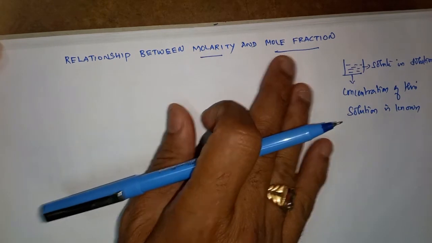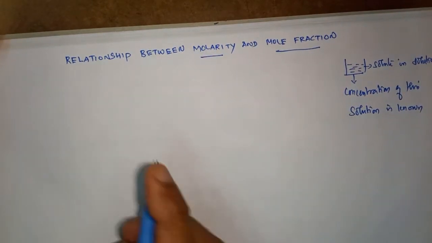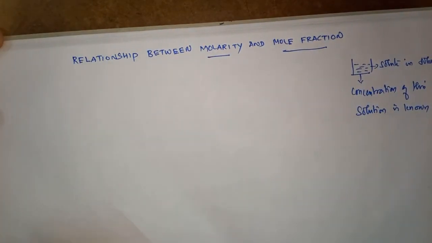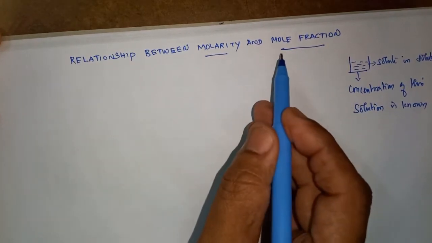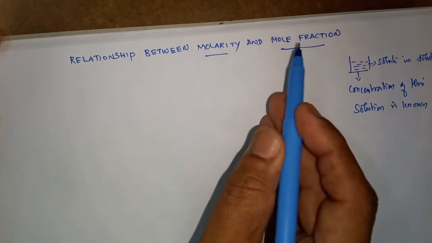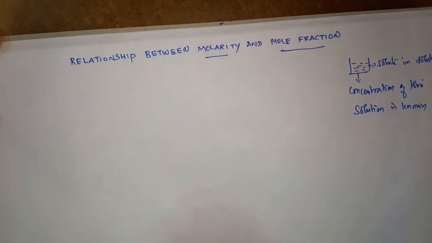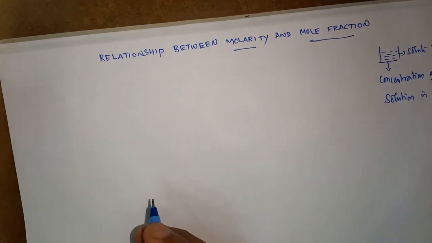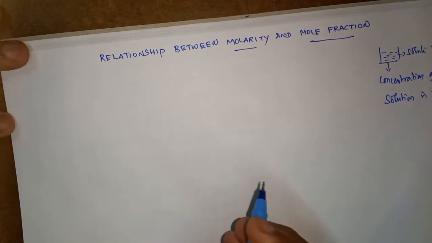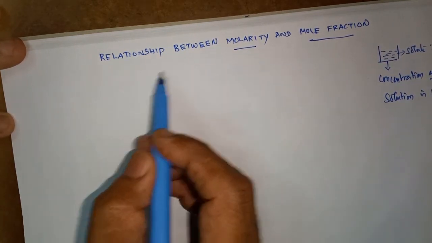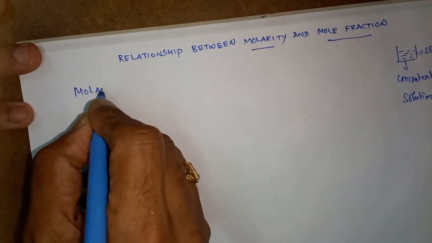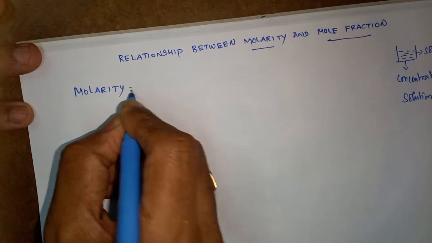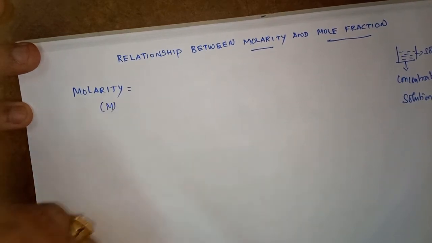These are the methods to express the concentration. We have a number of methods: molarity, molality, formality, mole fraction, parts per million. Like that we have a number of units to measure the concentration. First, what is molarity? You all know, it is represented by the letter M.